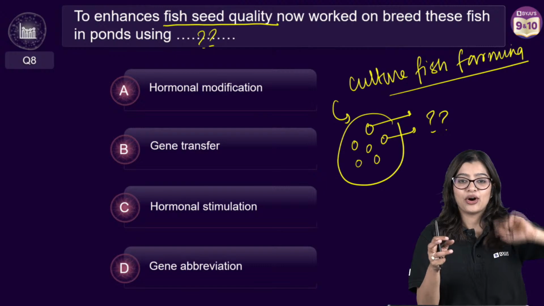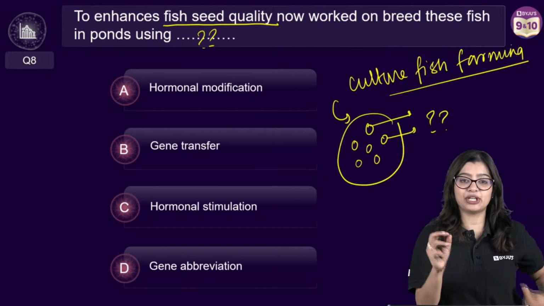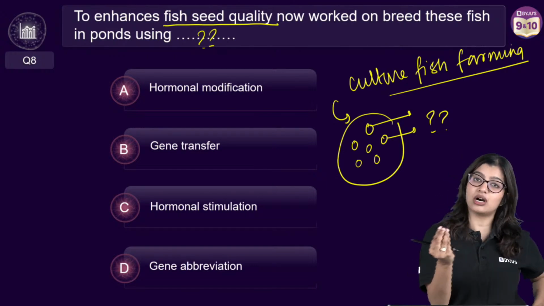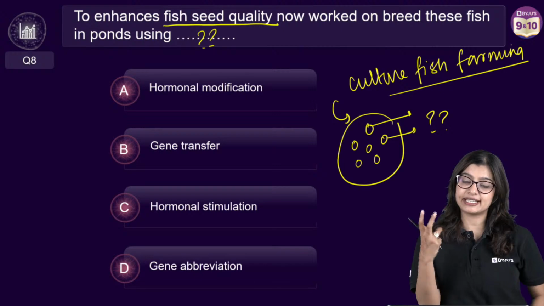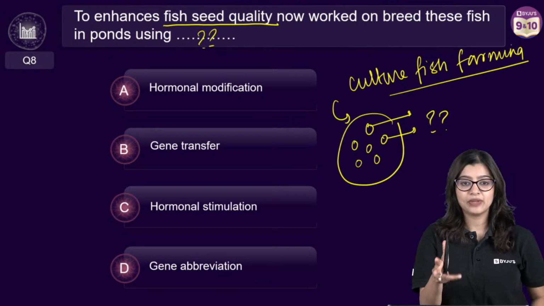Yes? Okay. Chitin sugar, Prisha, is basically the substance that makes up the cell wall in fungi.